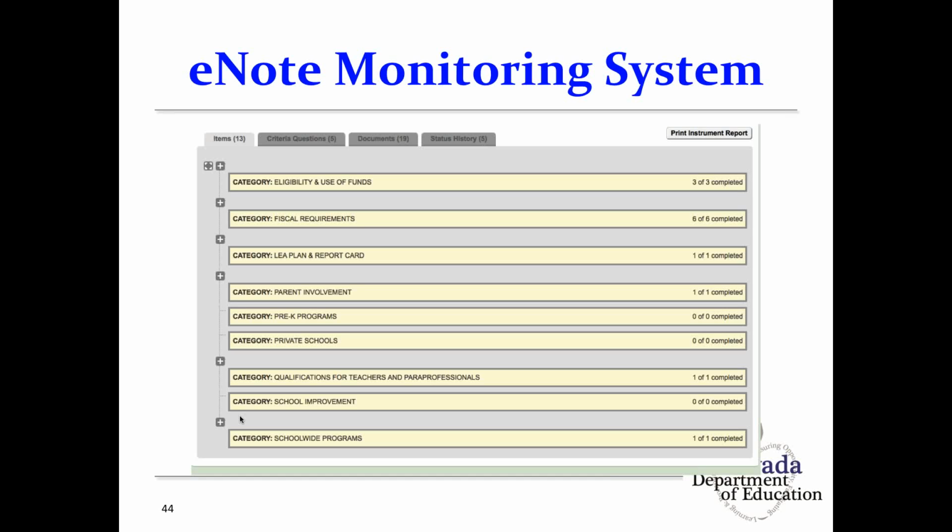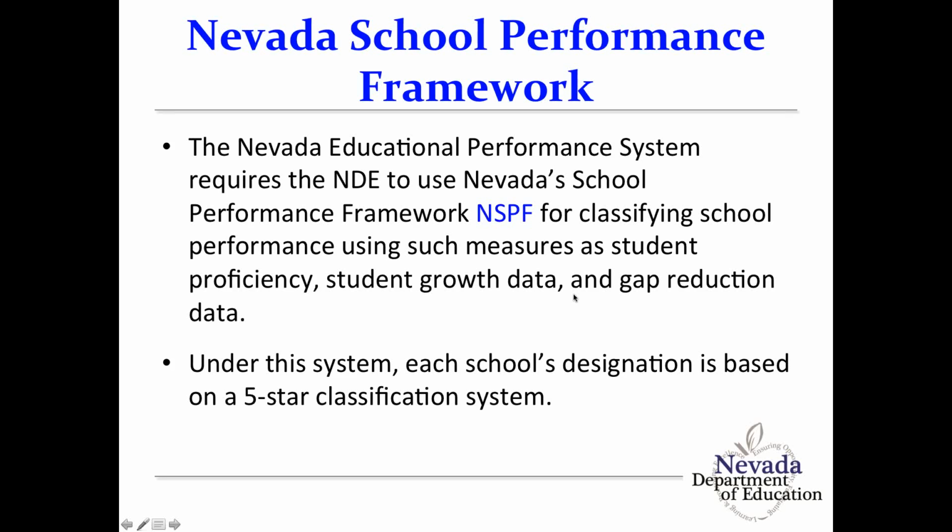So for the eNote monitoring, here's an example screenshot of some of the items that we look at at the highest category level: eligibility, use of funds, fiscal requirements, the district plan and report card, parent involvement, pre-K, etc. And those can be drilled down into; I think most of you are probably familiar with this. Any questions on ePage or eNote basic functionality at the highest level? Or what the purpose is?